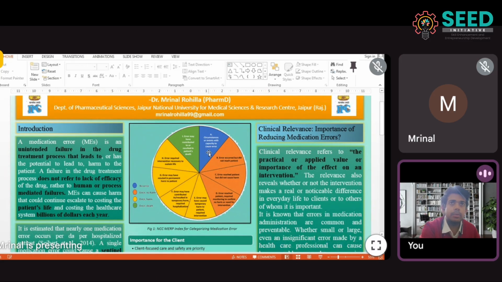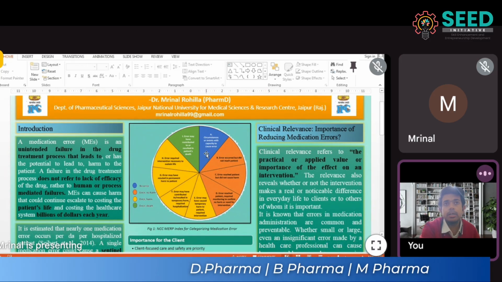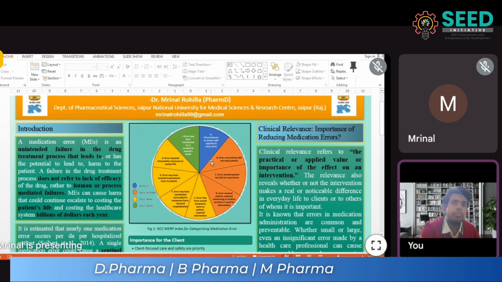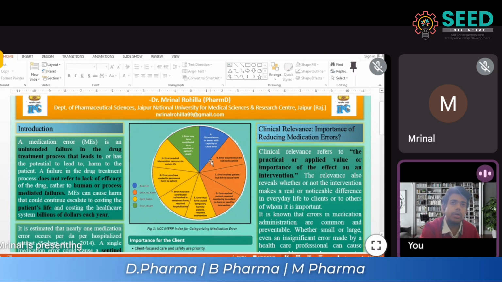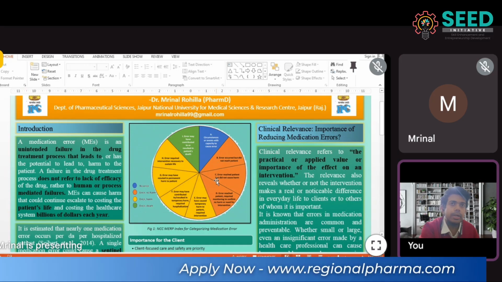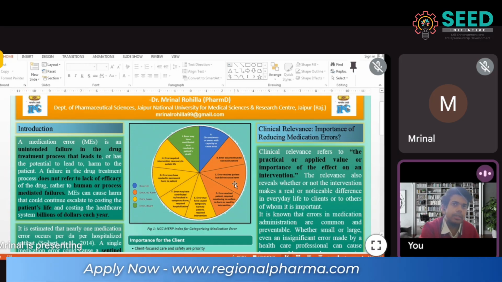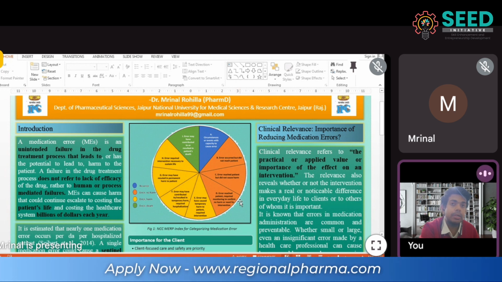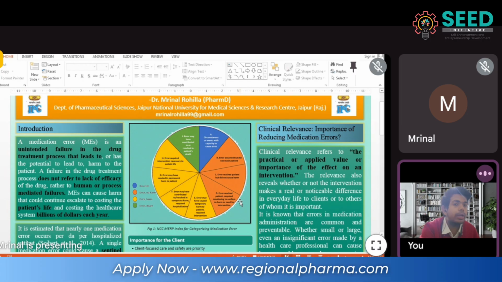Here are the types. Type A is a circumstance or event which has the capacity to cause error. Type B has an error but no harm. The same is true for type C and type D. In type B, the error occurred but did not reach the patient. In type C, the error reached the patient but did not cause harm. And in type D, the error reached the patient and required monitoring to confirm no harm and no need for intervention.